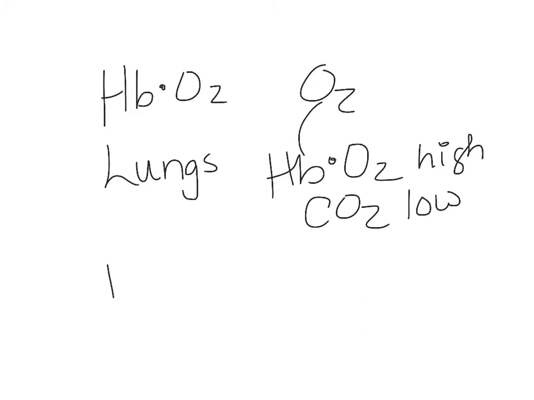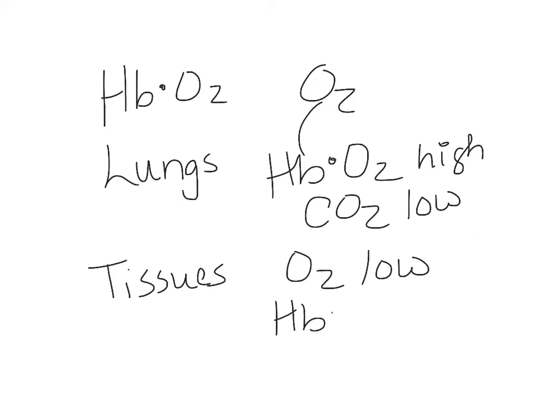Now at the tissues, the exact opposite thing is going to happen, and we're going to see this more when we get to the respiratory system. The tissues are busy metabolizing. They're going to need more oxygen. So hemoglobin is going to release oxygen, and oxygen levels will be low, and hemoglobin will then bind to carbon dioxide, so carbon dioxide levels will be high, right? Wherever oxygen levels are high, carbon dioxide is low. Wherever oxygen levels are low, carbon dioxide levels are high.